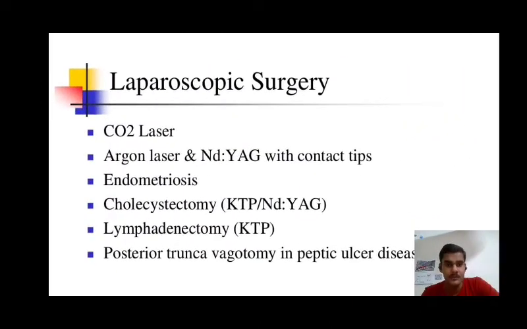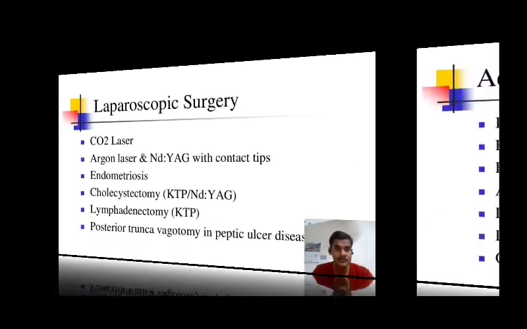Laparoscopic surgery. This is a CO2 laser. This is a much advanced laser type nowadays. Now it is used in many hospitals. You can see in Apollo and many hospitals lasers like argon laser and Nd:YAG, used for endometriosis, KTP, and posterior vagotomy in peptic ulcer diseases.